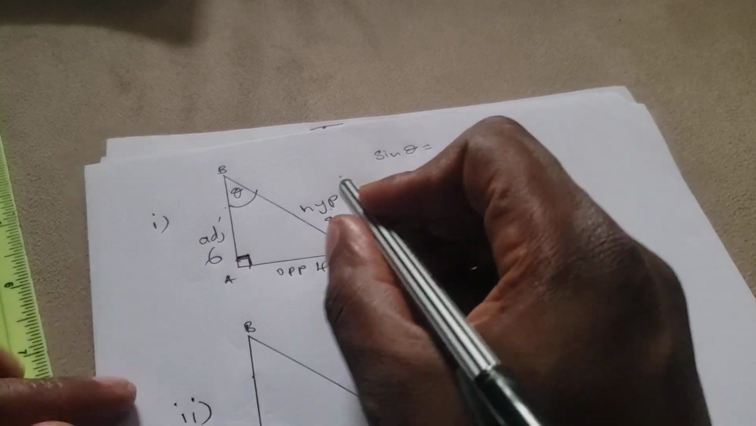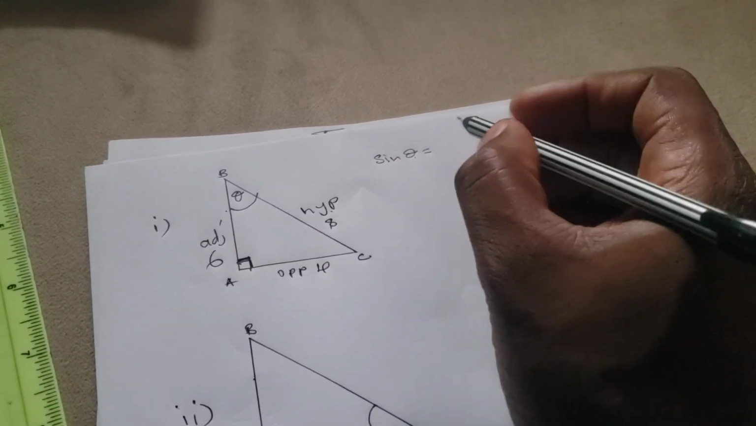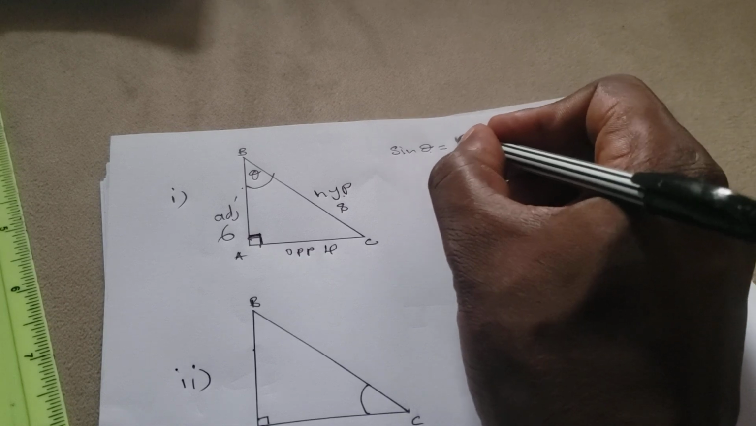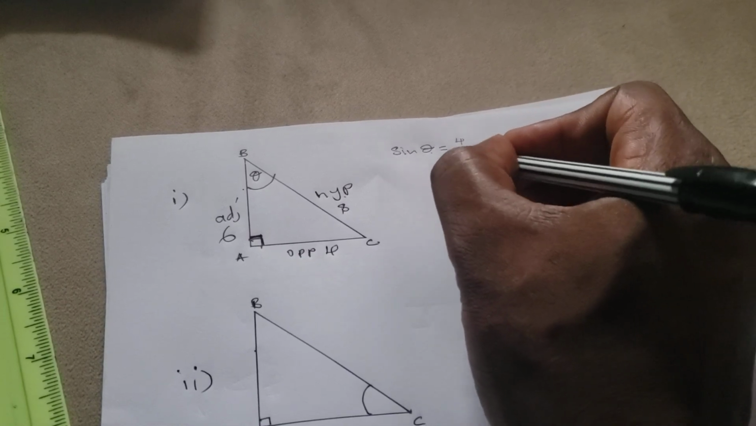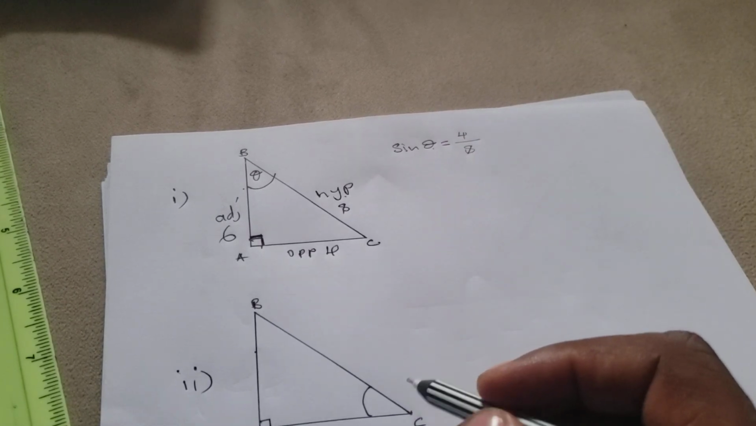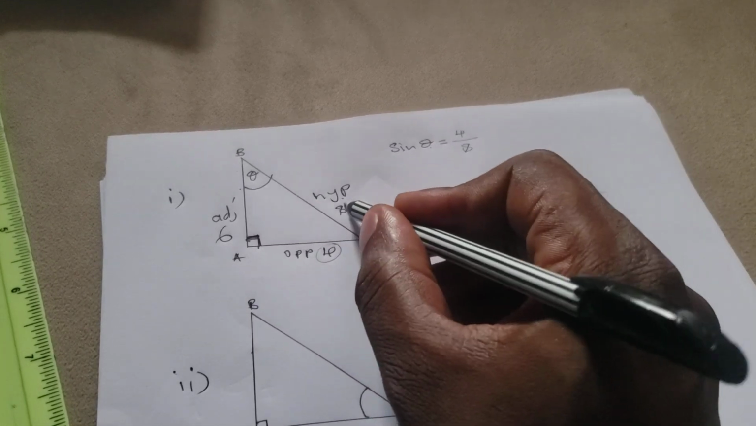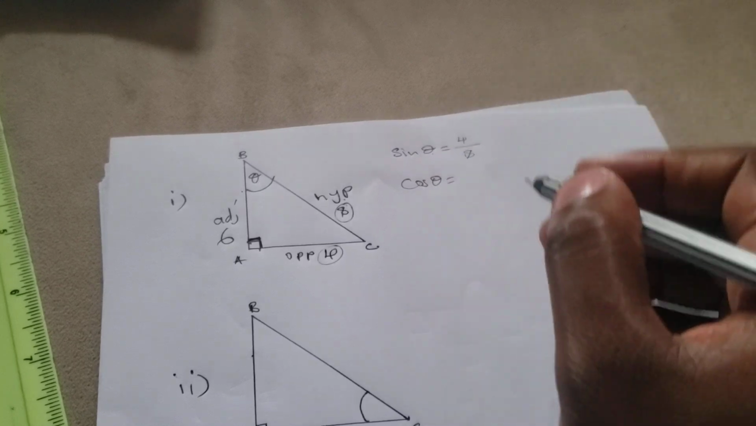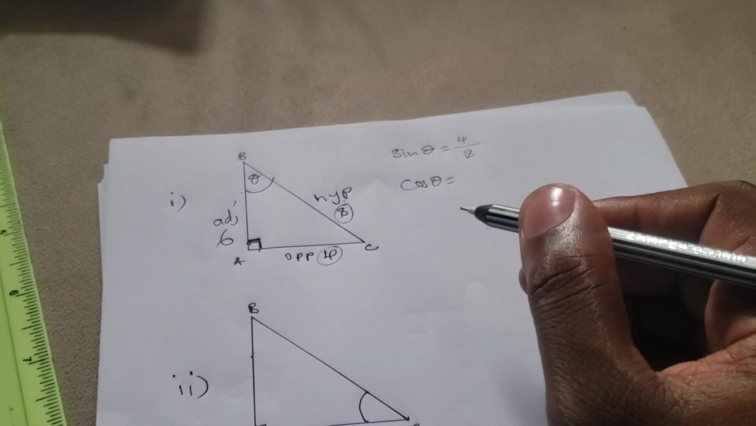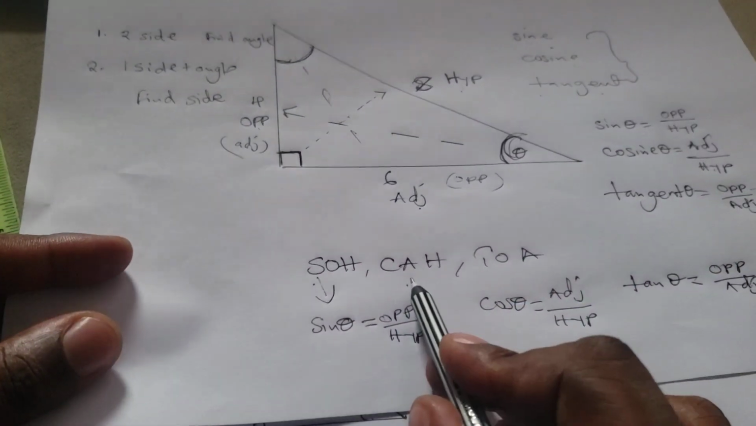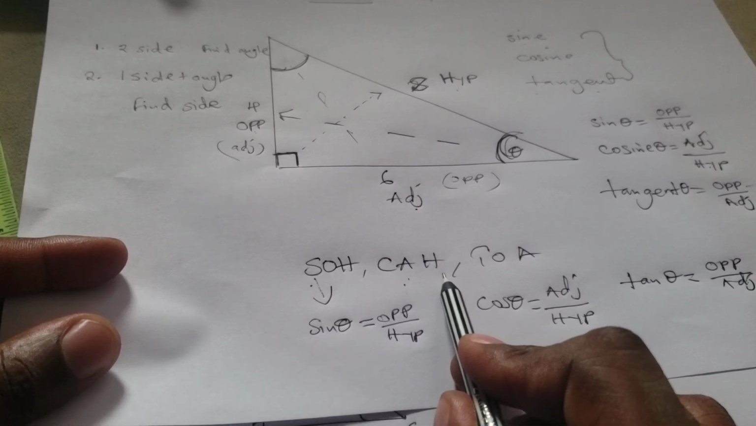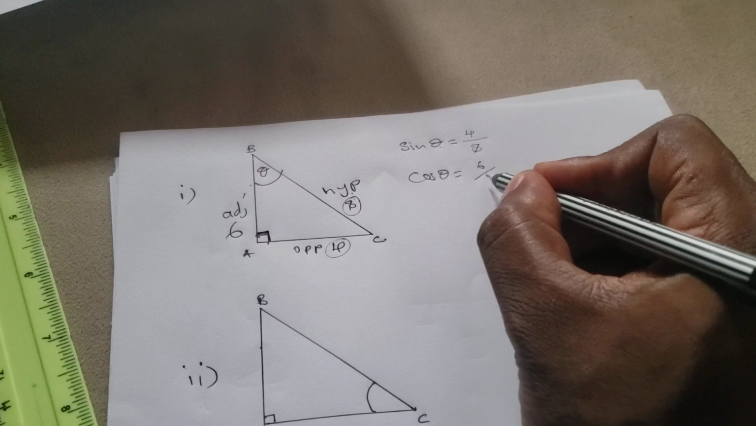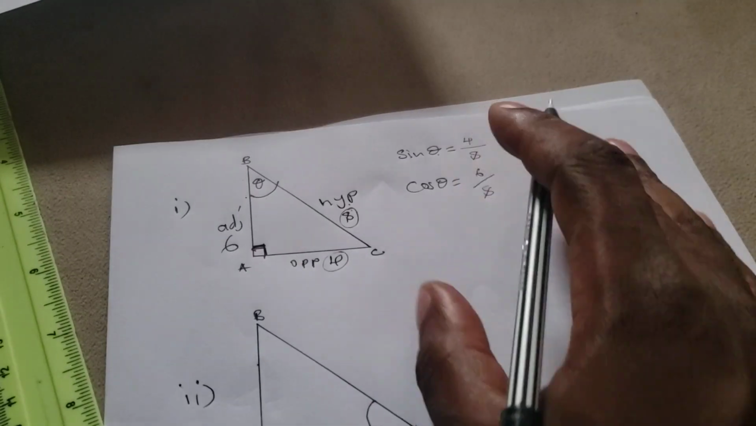All right, so for sine, we are going to say sine theta is equal to opposite, which is 4, over hypotenuse, which is 8. What about for cos? We say cos theta. What are we going to get? Remember what we said about cos theta when it comes to SOHCAHTOA? It's adjacent over hypotenuse. So what is our adjacent? It is 6. Over what is our hypotenuse? It is 8.